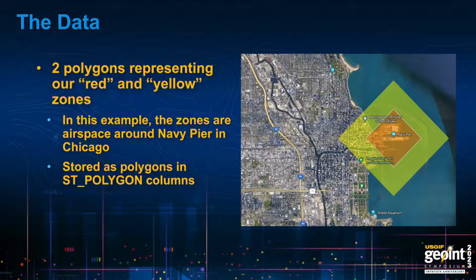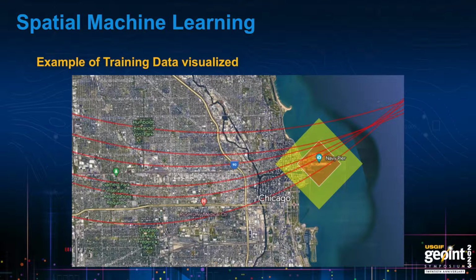The second table represents our zones. They have 2 polygons representing our red and yellow zone. Each zone represents the airspace around Navy Pier in Chicago here, and they're stored as polygons in an ST polygon column in our data warehouse. Quickly, you can see a visualization of a few of the paths that actually do fly over these zones. We use them for our training to build the models.